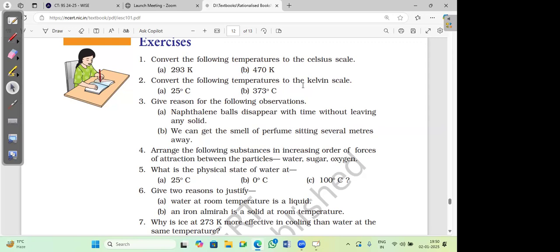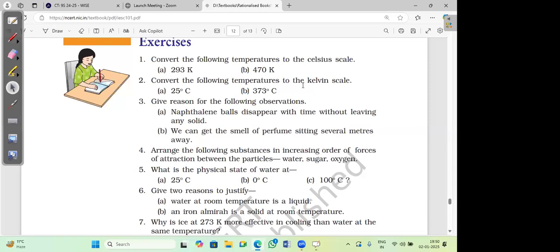Then 373. So 646. All right. Give reasons for the following observations. Naphthalene balls disappear with time without leaving any solid.